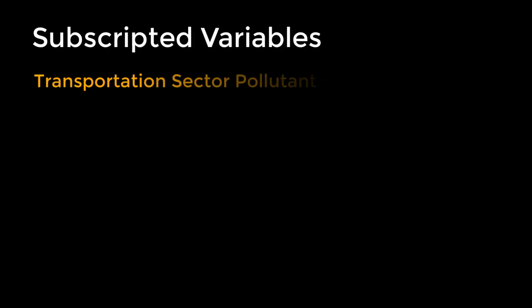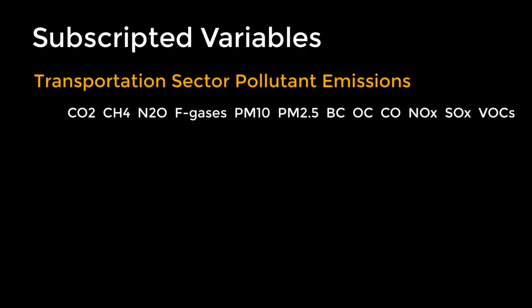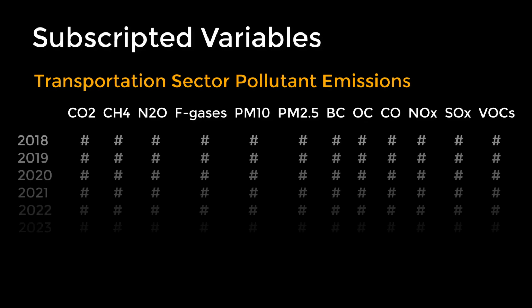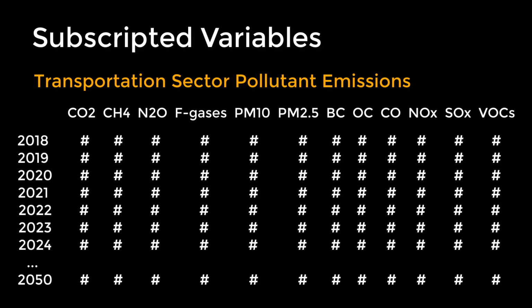Most variables in the energy policy simulator are array variables, or what Vensim calls subscripted variables. This means they contain more than one value. In fact, they contain a value for each element of the array. For example, the variable transportation sector pollutant emissions is subscripted by pollutant, and it contains different values for different pollutants, such as carbon dioxide, methane, and so forth.